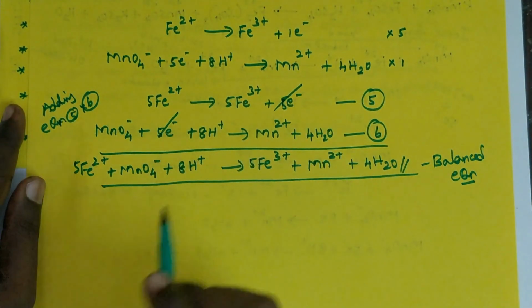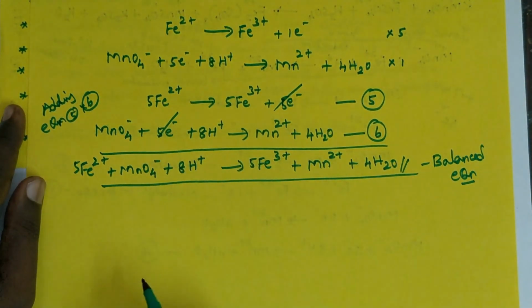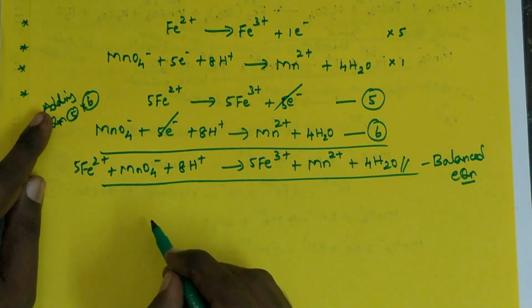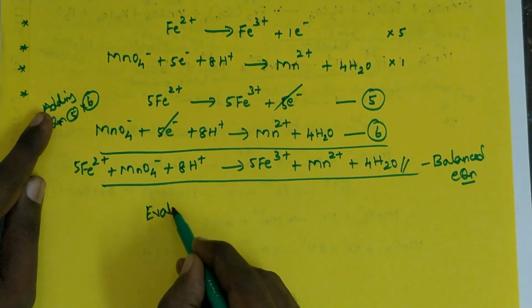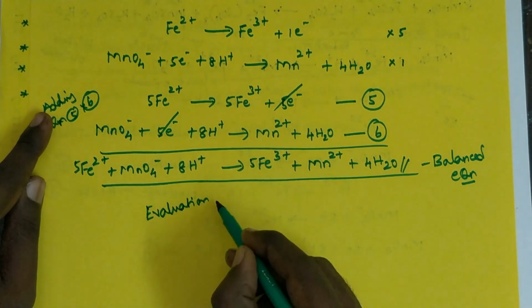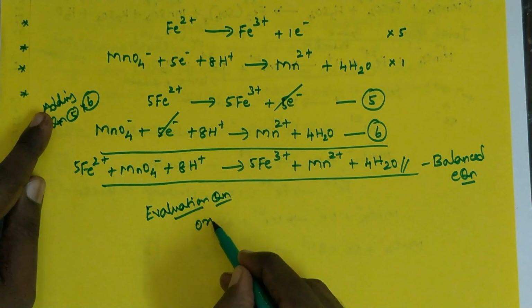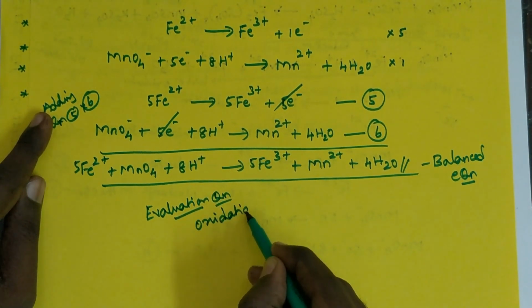So it's all about the ion electron method. By using the ionic form, you are going to get the balanced equation. You try the evaluation question in the oxidation number method.